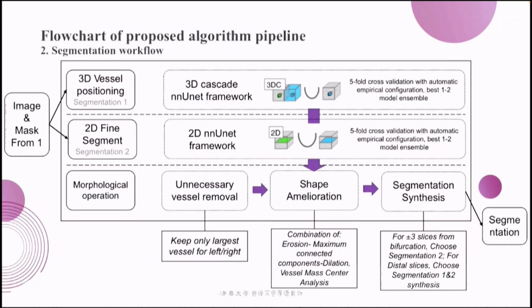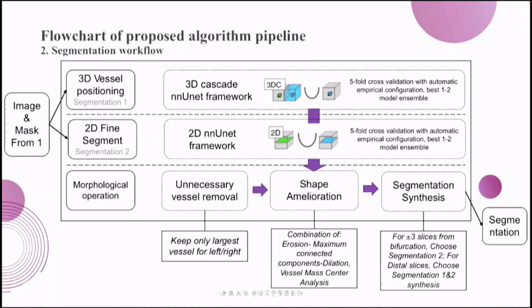Next, a 2D nnU-Net framework was implemented to get fine 2D segmentations. The 2D nnU-Net framework was very similar to the 3D version in training strategy and configuration optimization. The 2D segmentation output was labeled as segmentation 2. Some morphological operations were utilized. The left and right vessels were separately processed. There was only one vessel in each image, thus the largest component was kept.